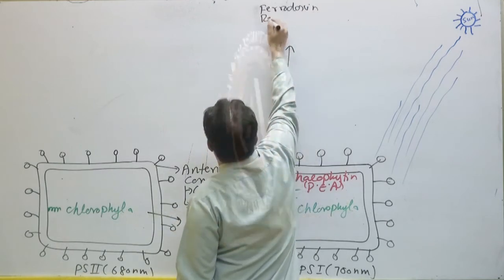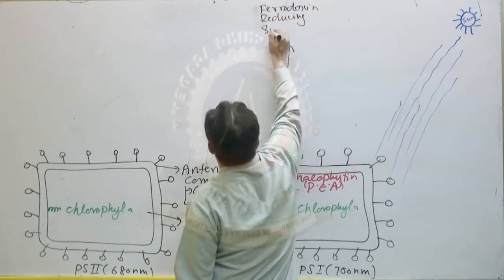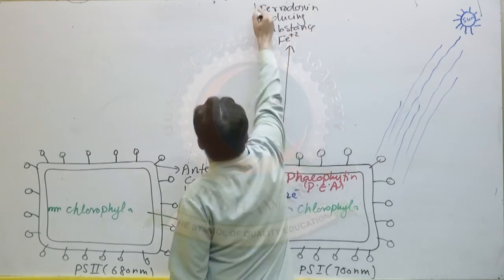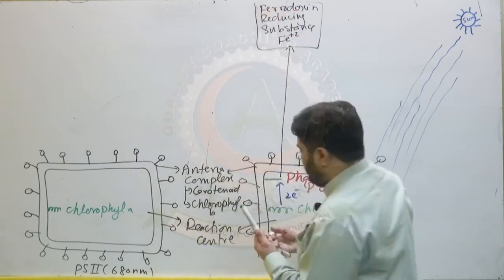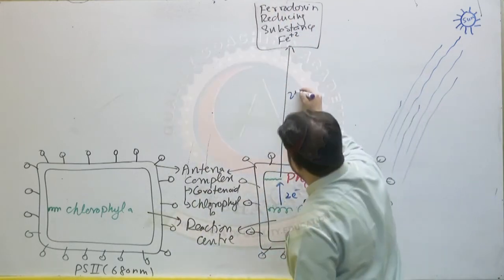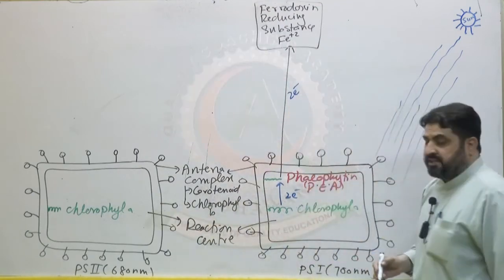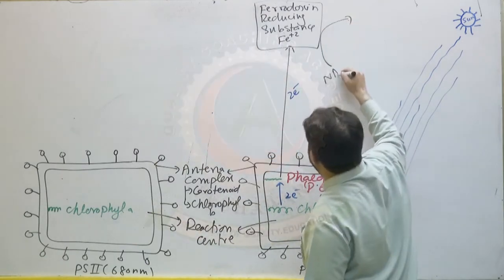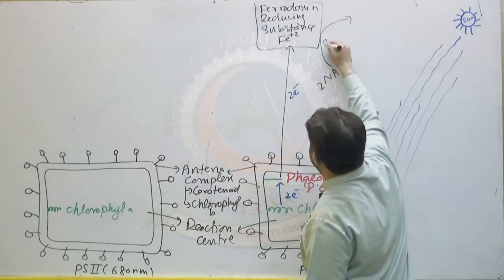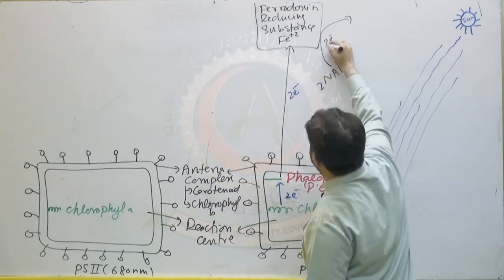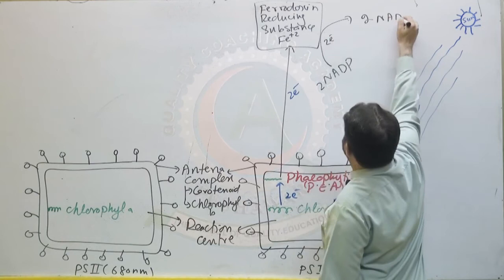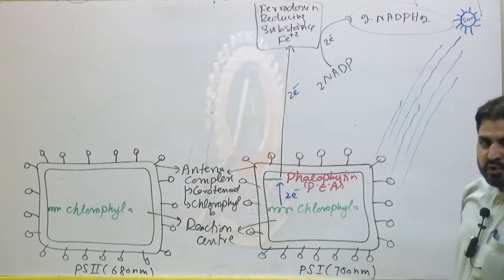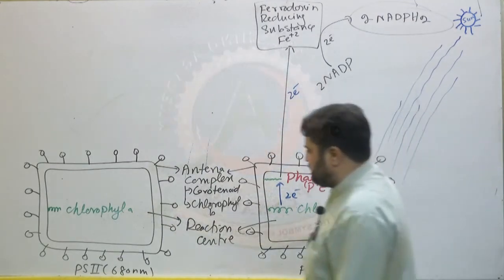ferredoxin reducing substance, which is an iron containing protein molecule. So these two electrons are received by the ferredoxin reducing substance. From the ferredoxin reducing substance, these electrons are received by NADP. This NADP then takes these electrons and forms NADPH2. So that's why NADPH2 is considered to be the final electron acceptor.